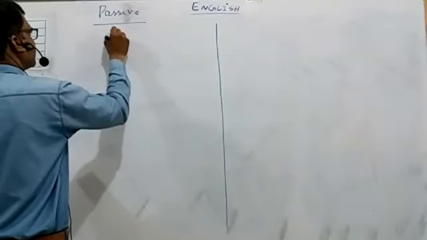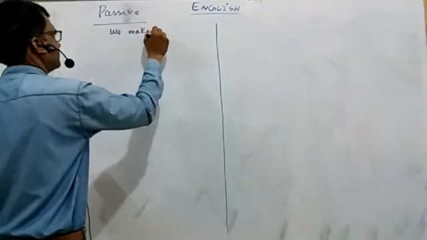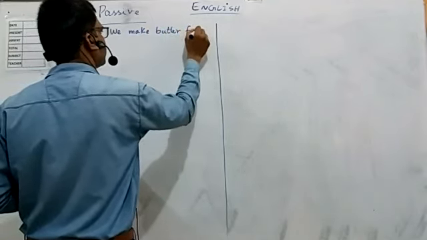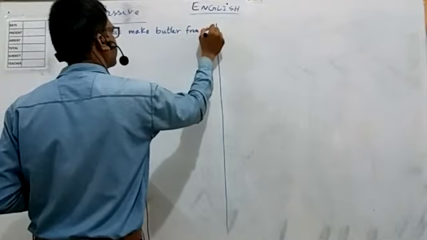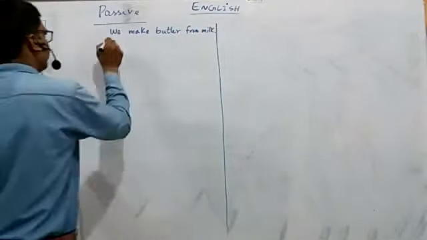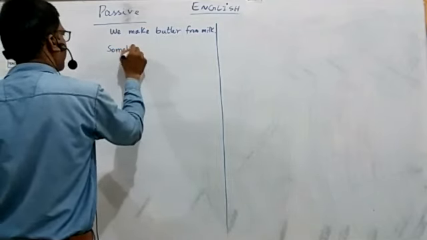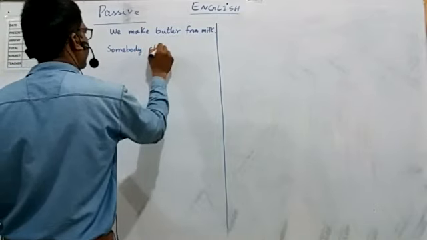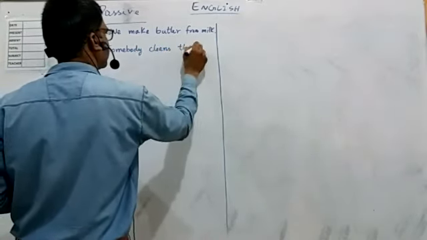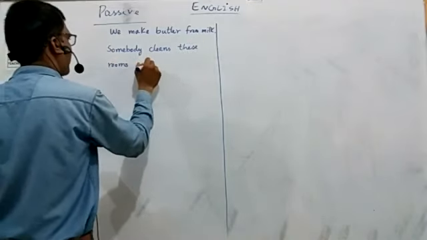A sentence: we make butter from milk. Okay, this is a sentence. We have a sentence like: somebody cleans these rooms every day.